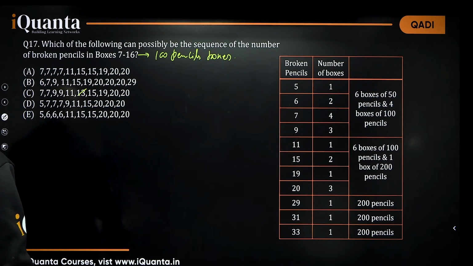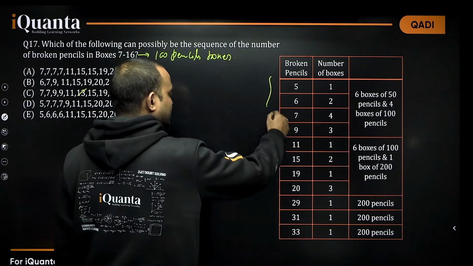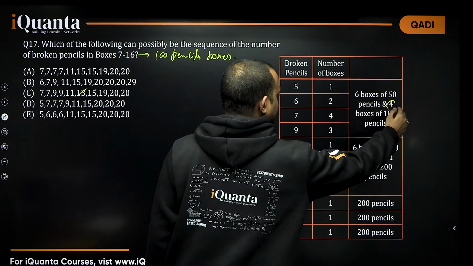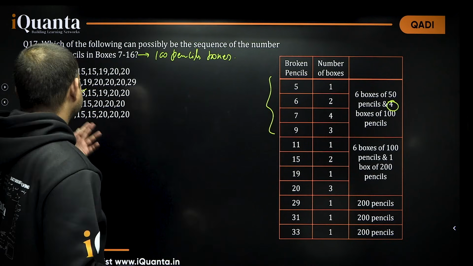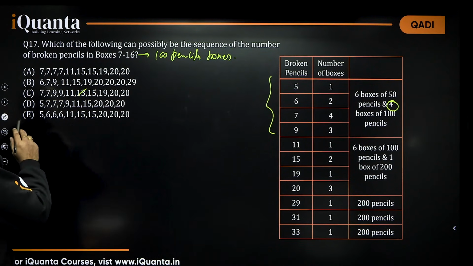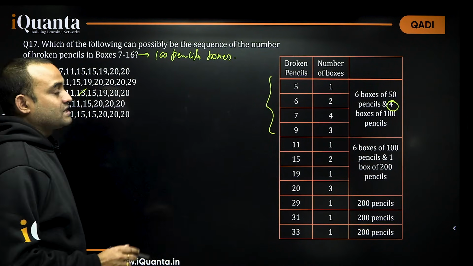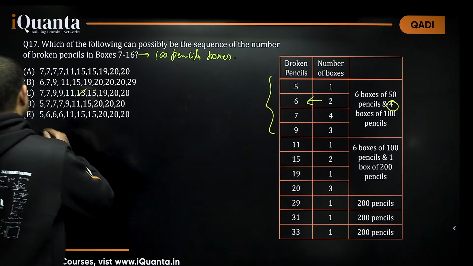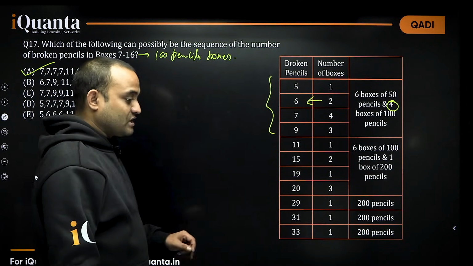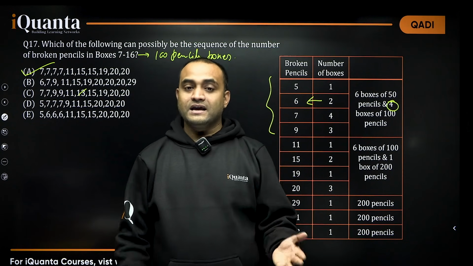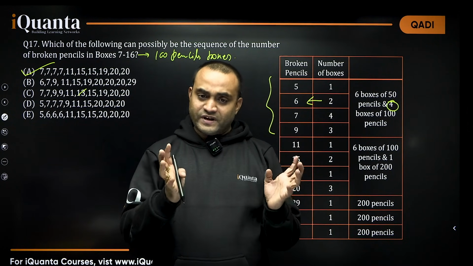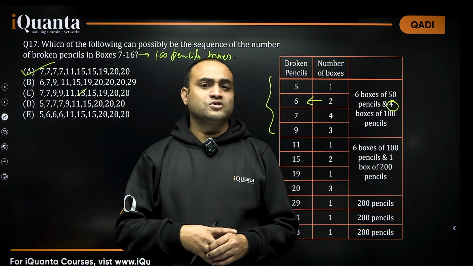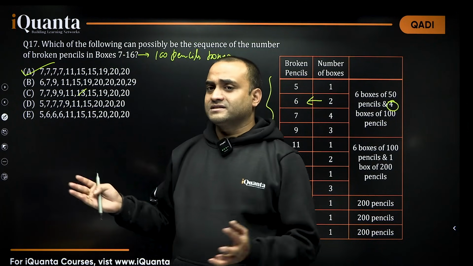Next: 5, 7, 7, 7, 9. Out of these, there can be 4 boxes only. How can it be given 5? So that is also not possible. Next: 5, 6, 6, 6. There are only 2 boxes with 6 broken pencils. That is also not possible. So option A is correct. If you got your answer in option A, as these sets are very small, 3 question sets, then you should not invest more time. Mark the answer and move forward.